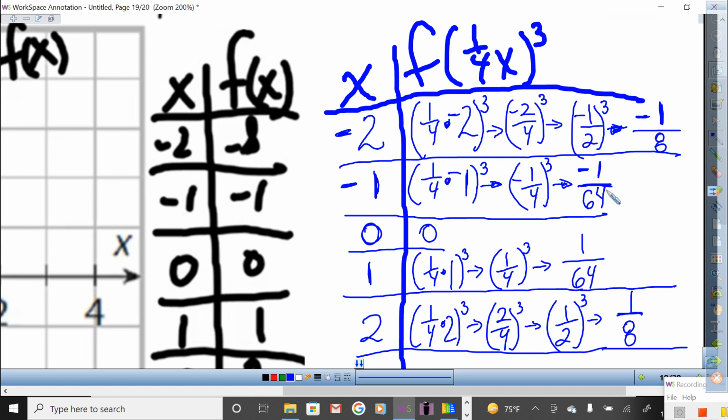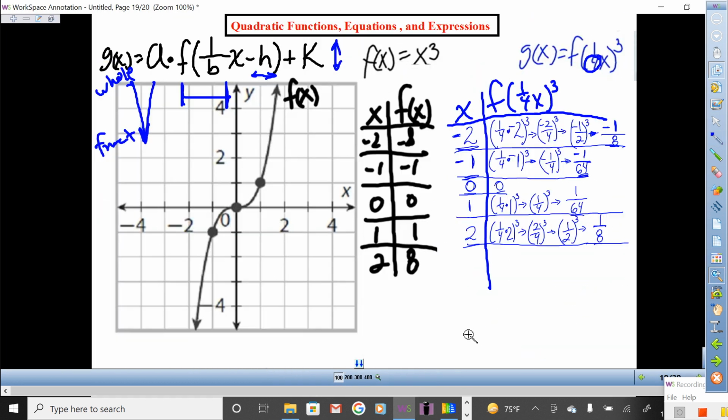All right, so let's graph that. We're going to graph -2, -1/8, negative 1, negative 1/64th, you're like, oh man, that's very small, I know. 0, 0, 1, 1/64th, and 2, 1/8. So let me zoom out really quick. Negative 2, negative 1/8 is about right there. Next one, negative 1, negative 1/64th. That one is so small that it's almost on the x-axis. You see that? Very close.